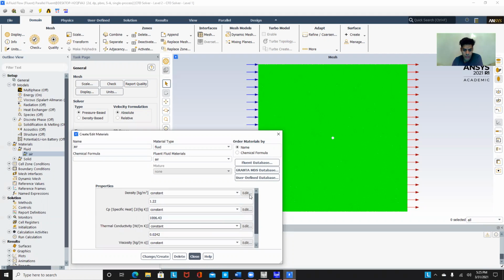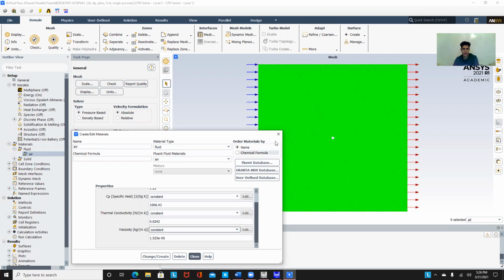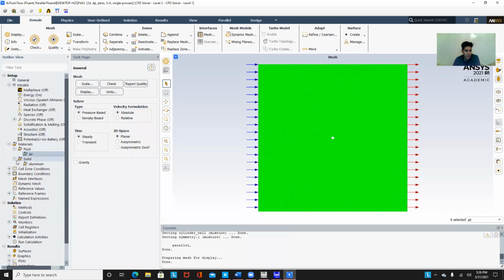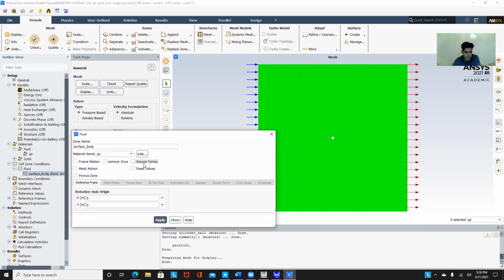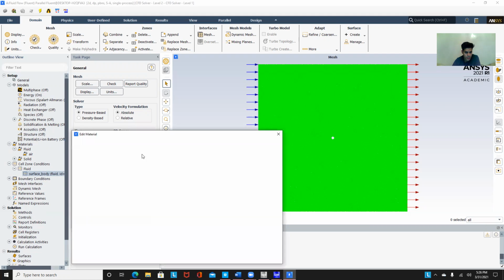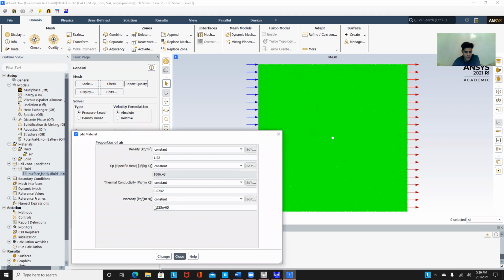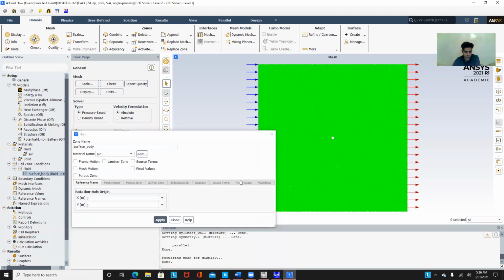After that, I had to edit it by changing the viscosity or the density. So I had to change that. And for my solids, it's the same. We're going to go to the cell zone condition. I had to change this part too. So I had to go over here and make sure that the density and the viscosity are the same ones that I use for the fluid that I have here, which is air. So apply, close.